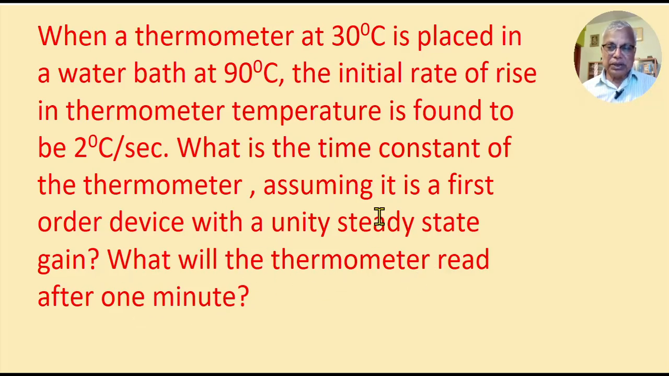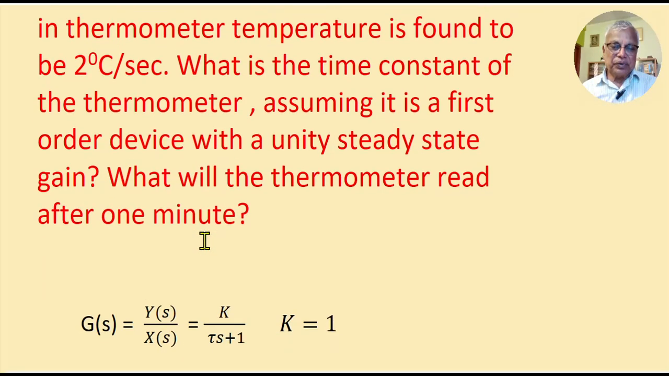So it is about a thermometer. We know it is a first order system with a unit steady state gain. It is clearly mentioned here: assume it to be a first order device with a unit steady state gain. So the transfer function is first order, K by tau s plus 1, with a unit steady state gain, K equal to 1.